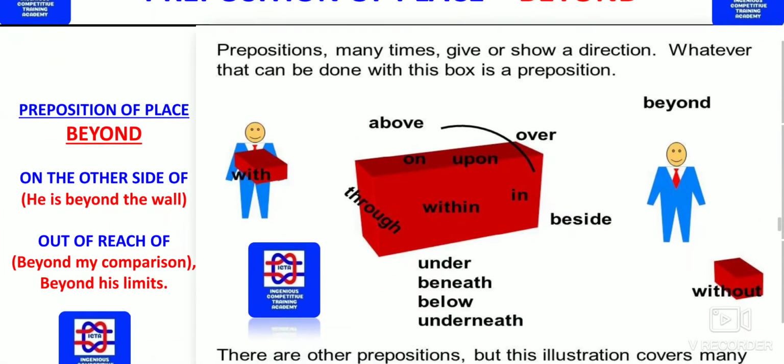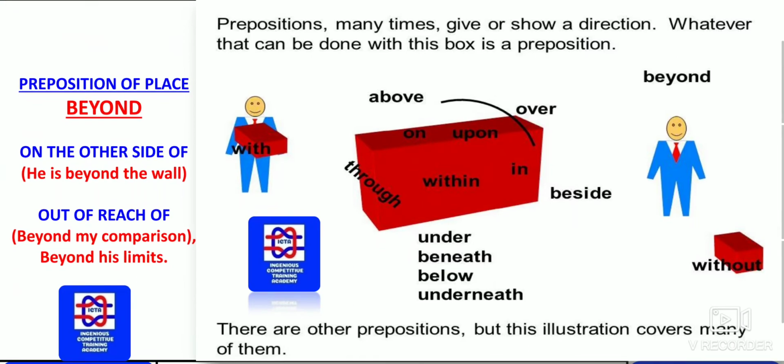Here we have the preposition of place, that is beyond. Beyond has the meaning on the other side of, out of reach of. So if I say he is beyond the wall, he is on the other side of the wall. Out of reach means beyond my comparison, beyond his limits, which cannot be imagined.